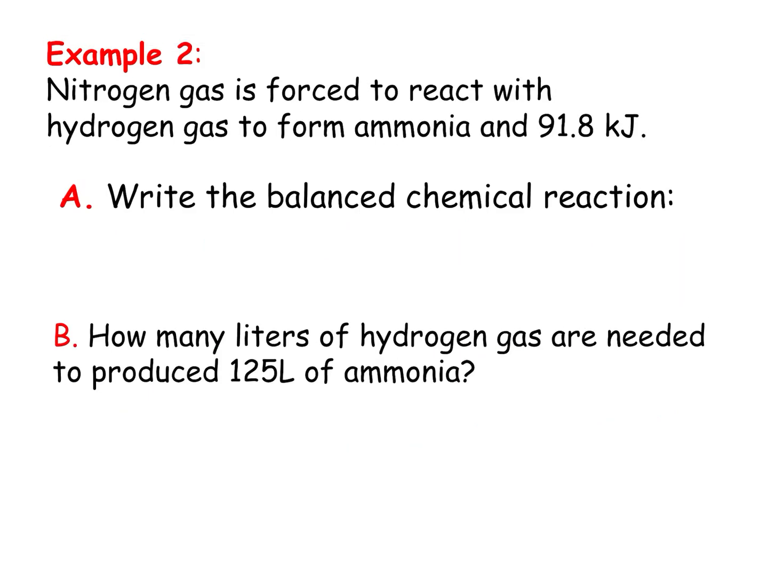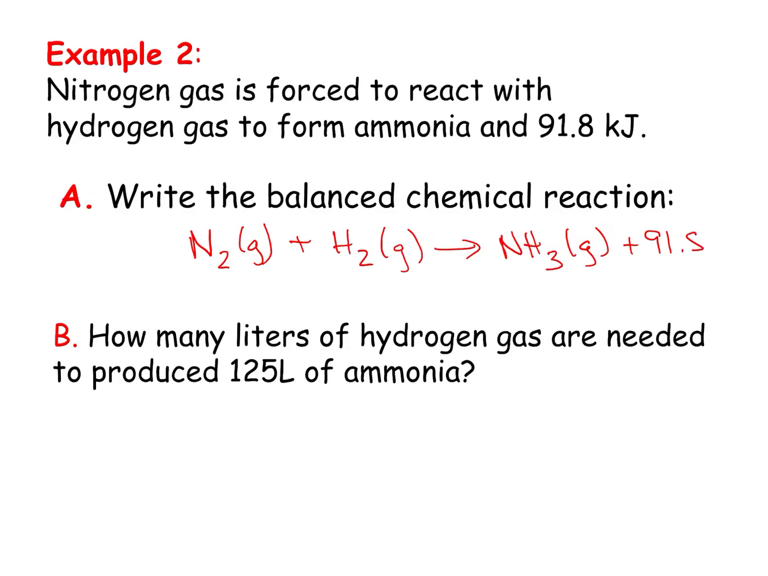Okay, our next example. Nitrogen gas is forced to react with hydrogen gas and form ammonia, and you're given some energy off. Okay, so balanced chemical reaction. Nitrogen gas, diatomic by itself, plus hydrogen gas, diatomic by itself, forms ammonia. This is probably gas. And there's my energy. Okay, let's get balanced. Okay, so nitrogens are not good, hydrogens are not good. But if you look at hydrogens, we've got a 2 and a 3, which means we got to get to that common multiple of 6. So I'm going to put that here, and I'm going to put that here. Oh, and we're good.